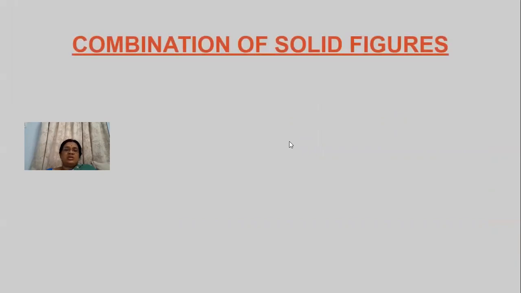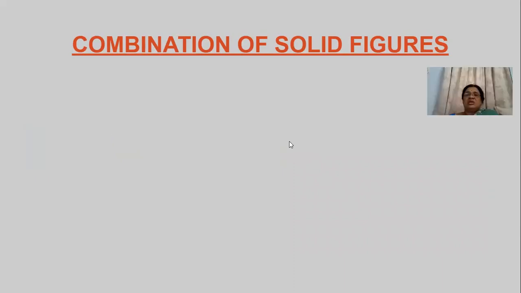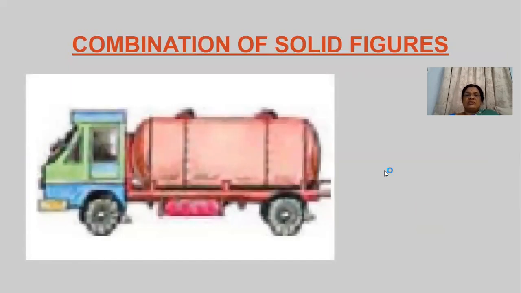See the combination of solid figures. You have learnt what the solid figures are, like a cylinder, cube, cuboid, prism, pyramid, hemisphere, sphere, all that. When you combine those objects to form newly formed objects, we need to find the surface area of such objects.